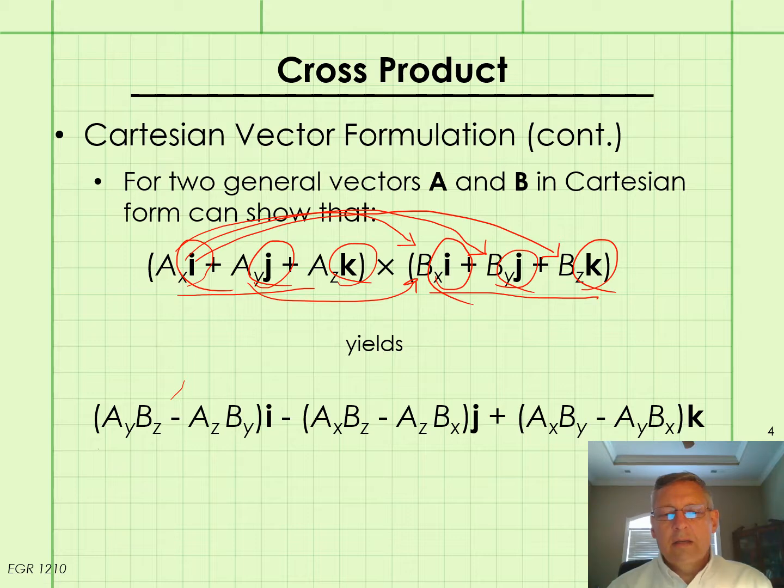And this is the result of the cross product of two vectors written in Cartesian form. Now, in the next slide, we're going to see how to use determinants to do this, which is generally the preferred method.